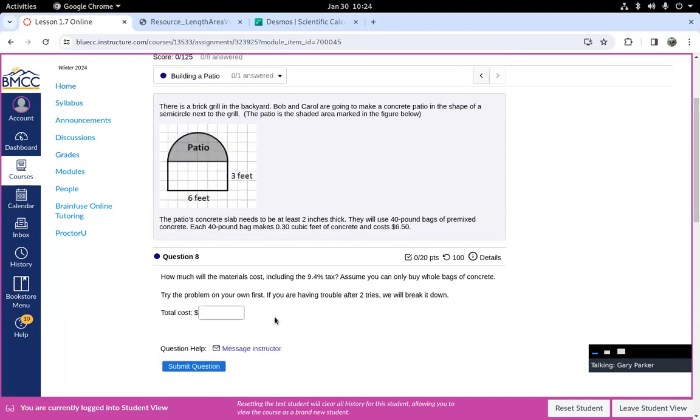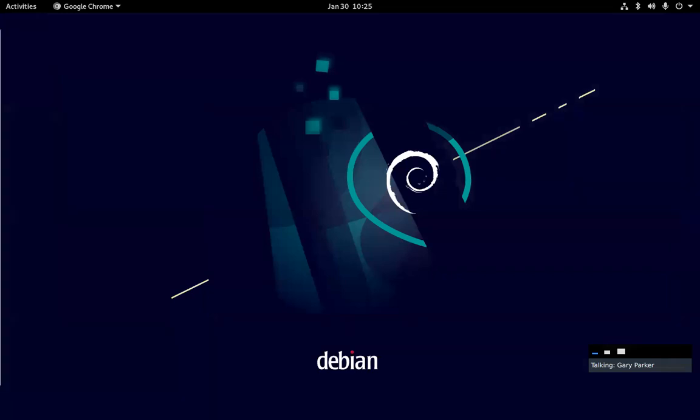All right, now back to the slab here. So how much will the materials cost, including, again, a 9.4% sales tax, and you can only buy whole bags of concrete. So how many whole bags do we need? All right, so this must be the brick grill in that 6 by 3 foot area, and they want to add this half circle patio there. And we've got the dimensions. All right, so let's redraw that in our notes.